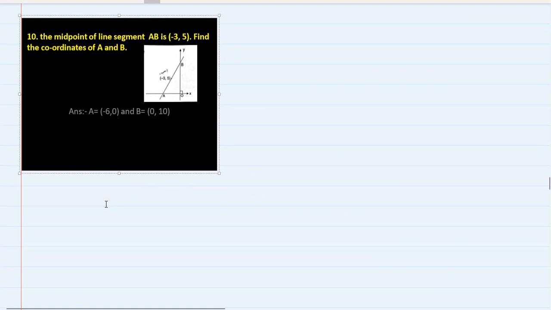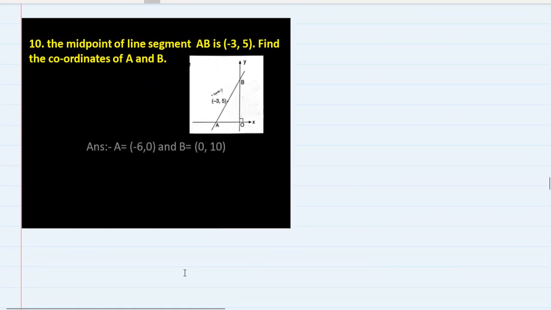The midpoint of line segment AB. Okay, so there is a small diagram. Let me make it a little bigger. Yeah, midpoint of line segment AB is minus 3 comma 5. Find the coordinates of A and B. And this is really interesting, because the diagram which they have given over here clearly shows that these points A and B lie on X and Y axis respectively.